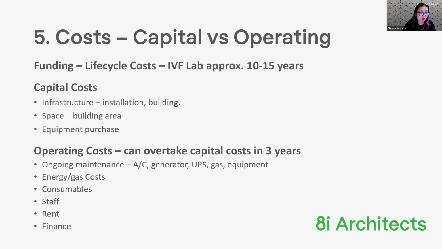So you've got ongoing maintenance costs with the air conditioning, changing filters. You have generator maintenance costs, UPS maintenance costs, your gas costs that are ongoing, and your equipment maintenance costs. Think about those costs, because they're consumables. You'll need them, and that's an ongoing cost. So if you can reduce your energy costs by using solar, that's actually a really big plus.